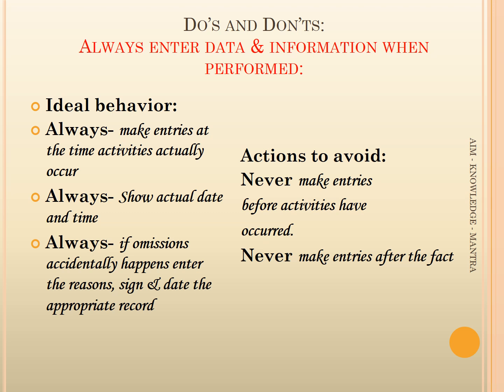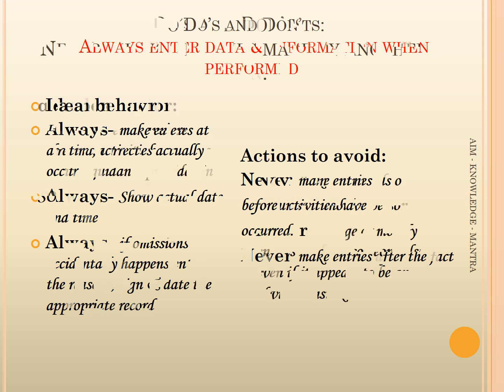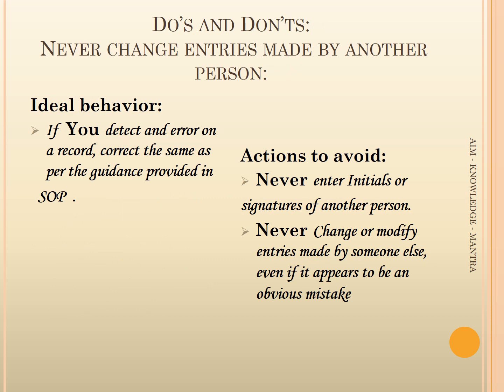Actions to avoid: never make entries before activities have occurred. Never make entries after the fact. Never change entries made by another person. Ideal behavior: if you detect an error on a record, correct it as per the guidance provided in the SOP. Actions to avoid: never enter initials or signatures of another person. Never change or modify entries made by someone else, even if it appears to be an obvious mistake.